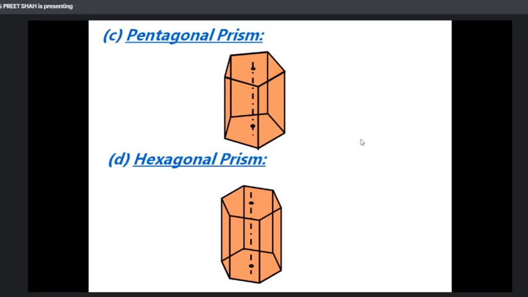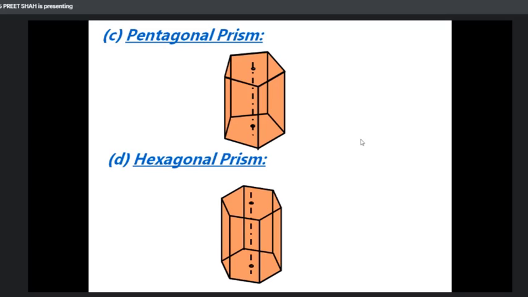Now the pentagonal prism. You can check here the pentagonal prism. Top and bottom both have the same pentagon shape, and all the edges of the pentagon are connected by rectangular faces, so it is called a pentagonal prism. Next one, hexagonal prism. Top and bottom have a hexagon shape, and all edges of the hexagon are connected by rectangular faces, so it is a hexagonal prism.